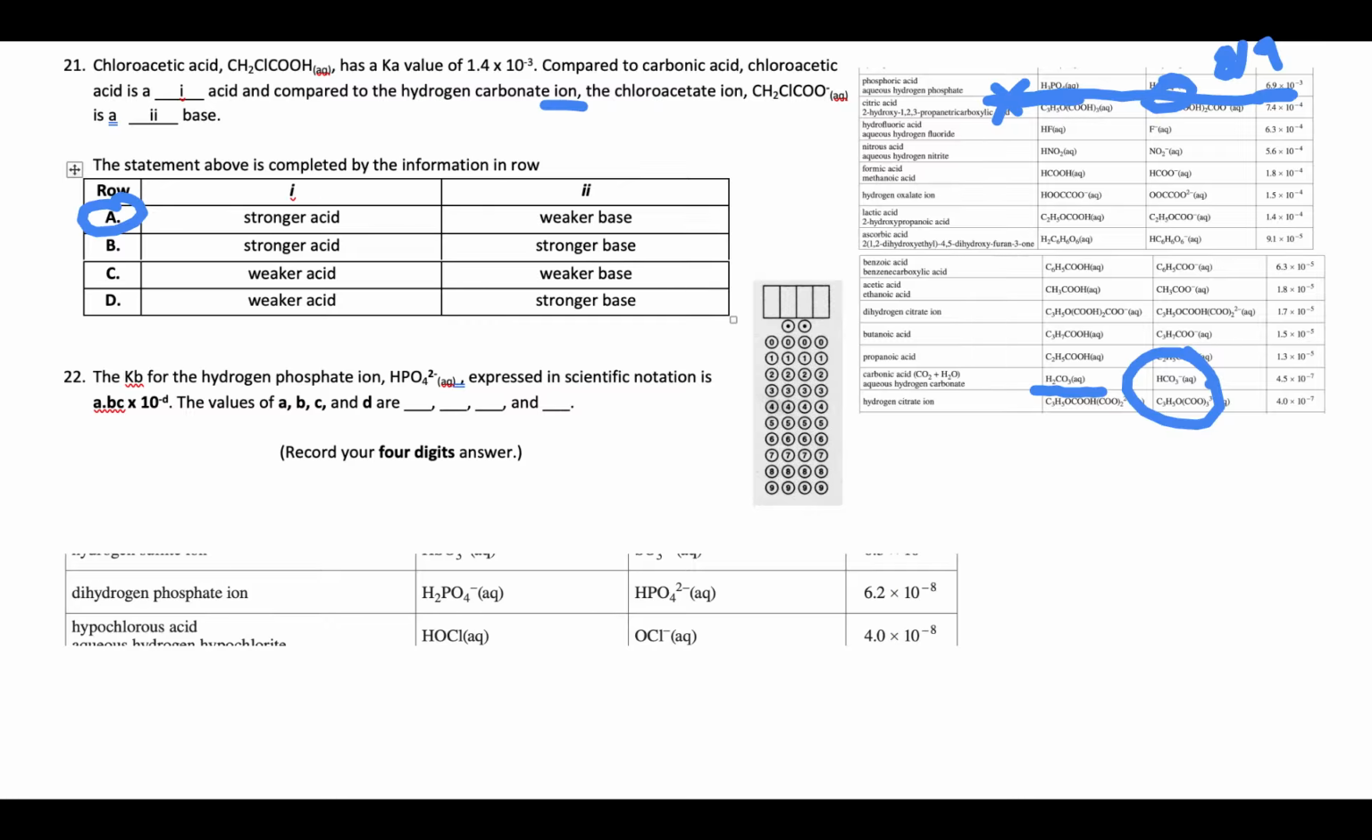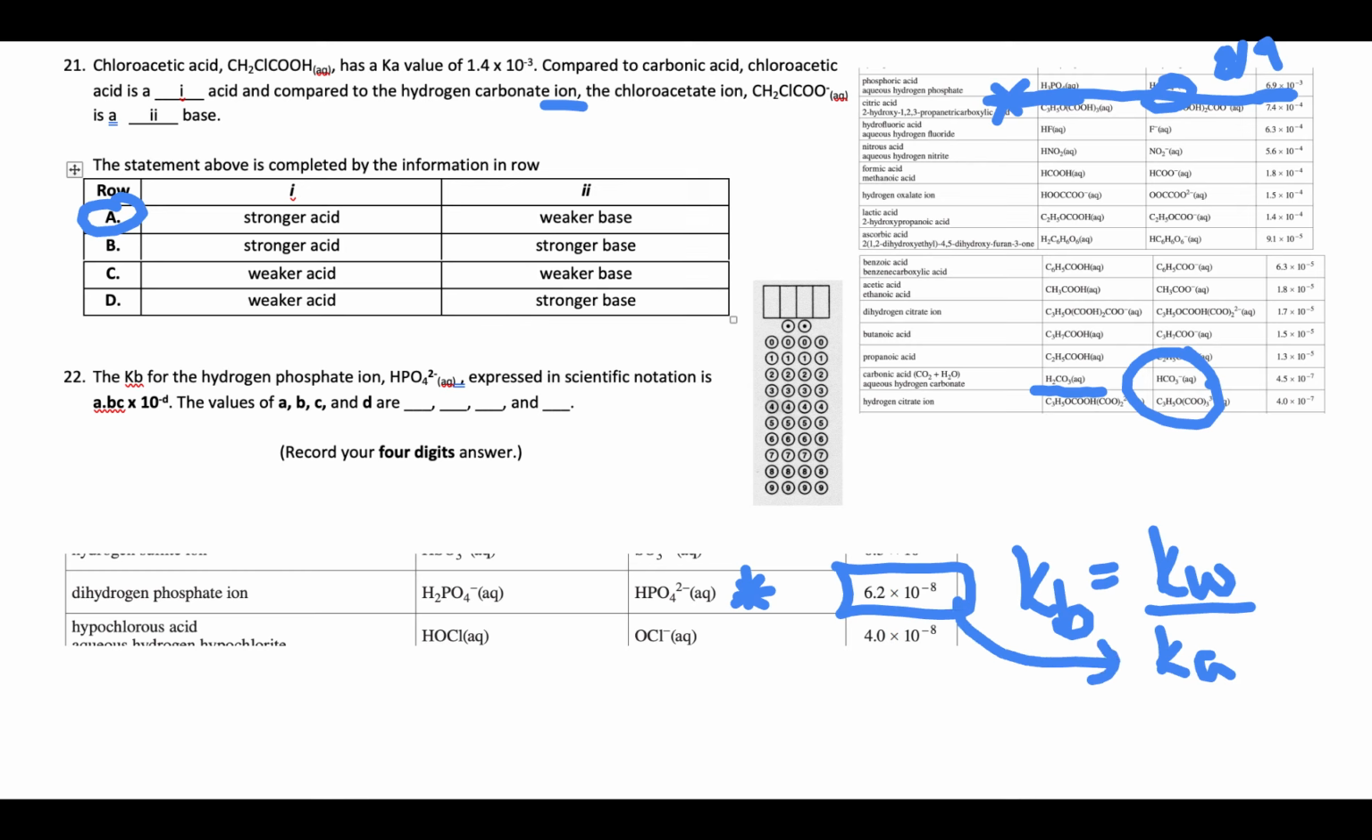Looking at number 22, you have the hydrogen phosphate ion, and then it's asking for the Kb. So I just take a look at where the hydrogen phosphate ion is as a base, and you have the Ka value. We just want to remember that if you have a Ka and you want a Kb, you just take the Kw and divide it by the Ka. So the Kw is 1.0 times 10 to the negative 14. The Ka is what we're going to fill in. When you're doing this, just make sure you have the denominator in brackets, and you should see your answer here would be 1.61 times 10 to the negative 7.